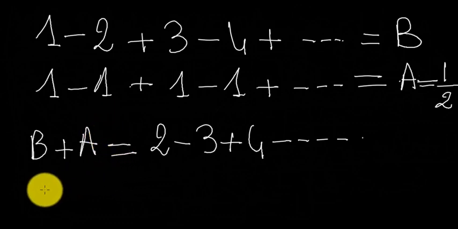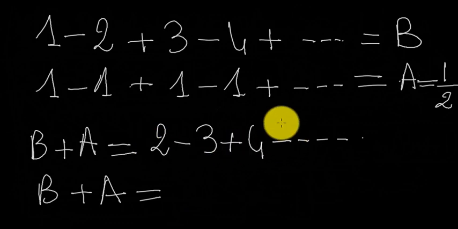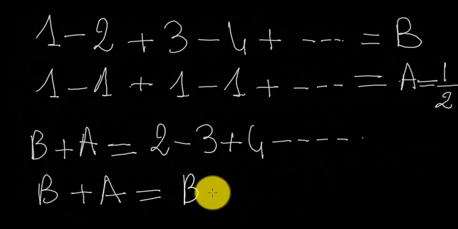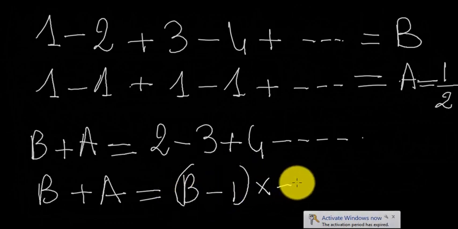What we are actually going to find now is that this b plus a is something close to b. This one is really close to this one. There's just a minus sign and a 1 missing. So this is actually equal to this minus 1 times minus 1. So it's b minus 1 times minus 1.